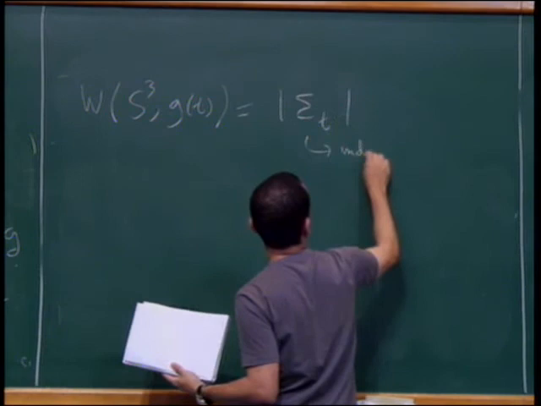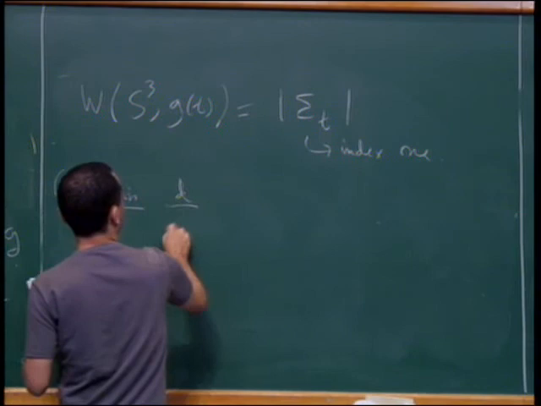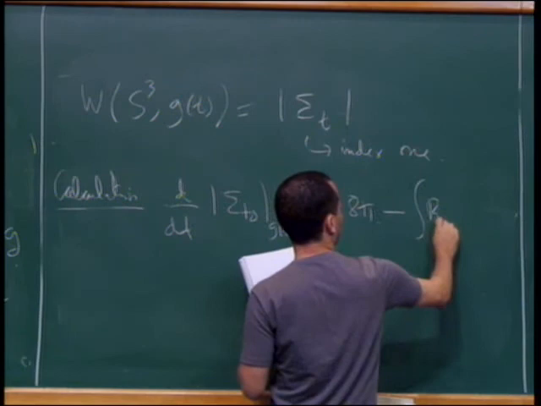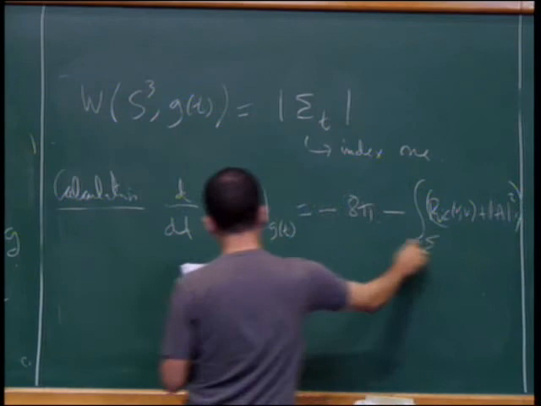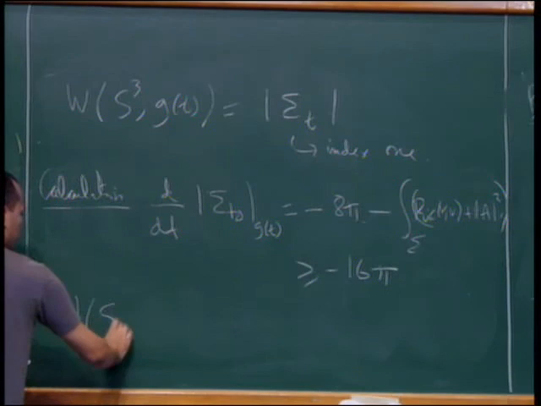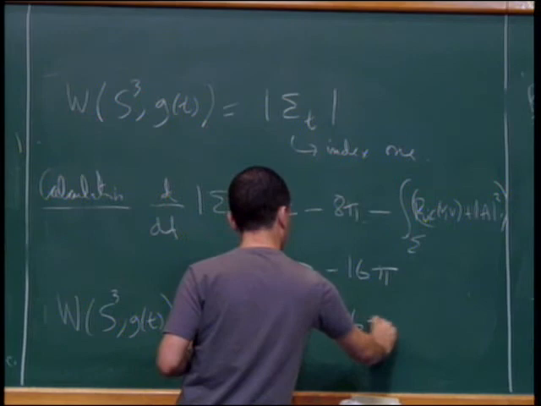it's a very standard calculation, which is actually due to Hamilton. So he proves that if you differentiate the area, if you freeze one of those guys and let the metric vary, right, you get minus 8 pi minus, this is just a calculation, something like this. And again, by the Hirsch trick, you can bound this guy, and this is always bounded by minus 16 pi. So one can use this to prove that the width of g of t is actually bounded from below by the initial width minus 16 pi t, at least for a small time.